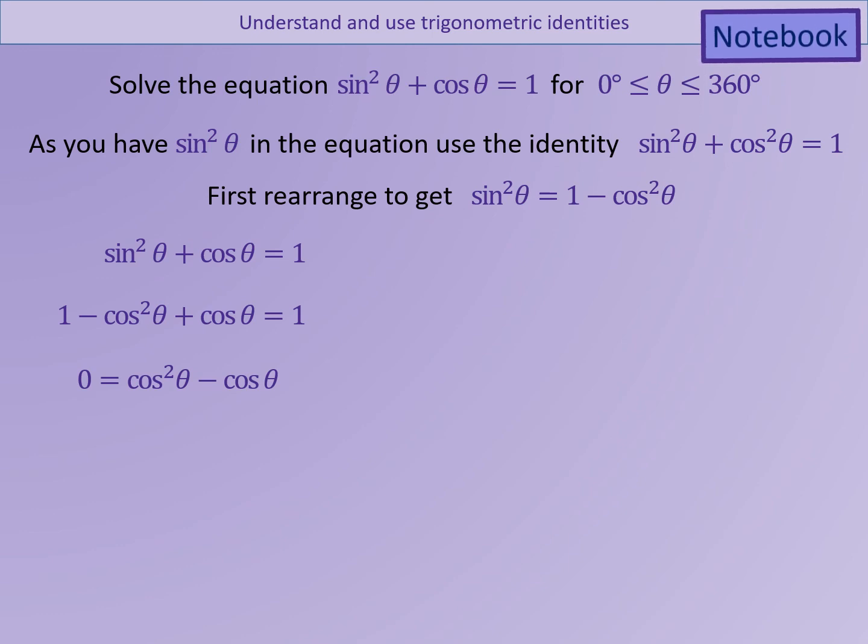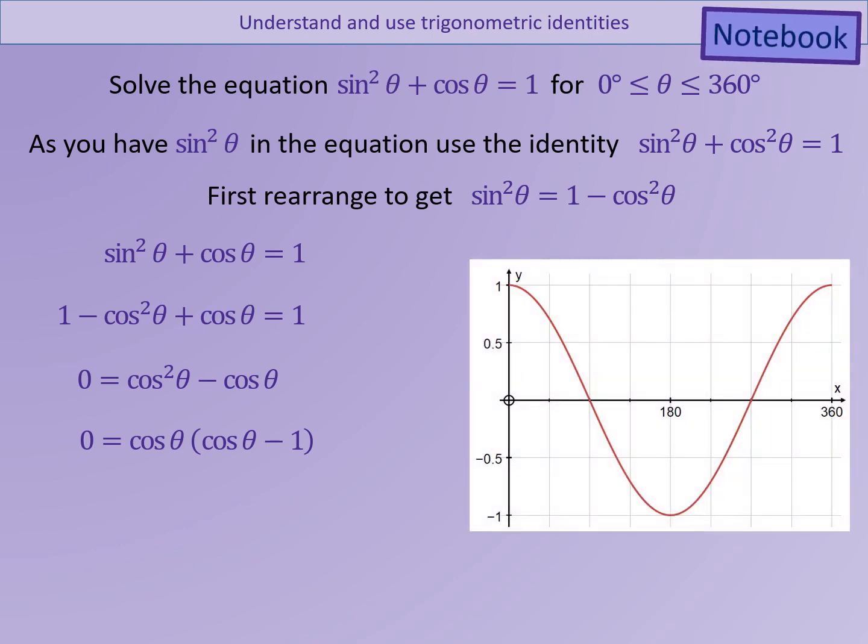So when rearranged, the 1's cancel and I get left with cos squared theta minus cos theta equals 0. I can then factorize the left hand side. I wouldn't at this stage divide through by cos theta, otherwise I'm going to lose out on some valuable solutions. So instead I'm going to factorize, which would give me this, and that sets me up with two separate equations to solve. The first of them is where cos theta is equal to 0, and the second one will be where cos theta is equal to 1.